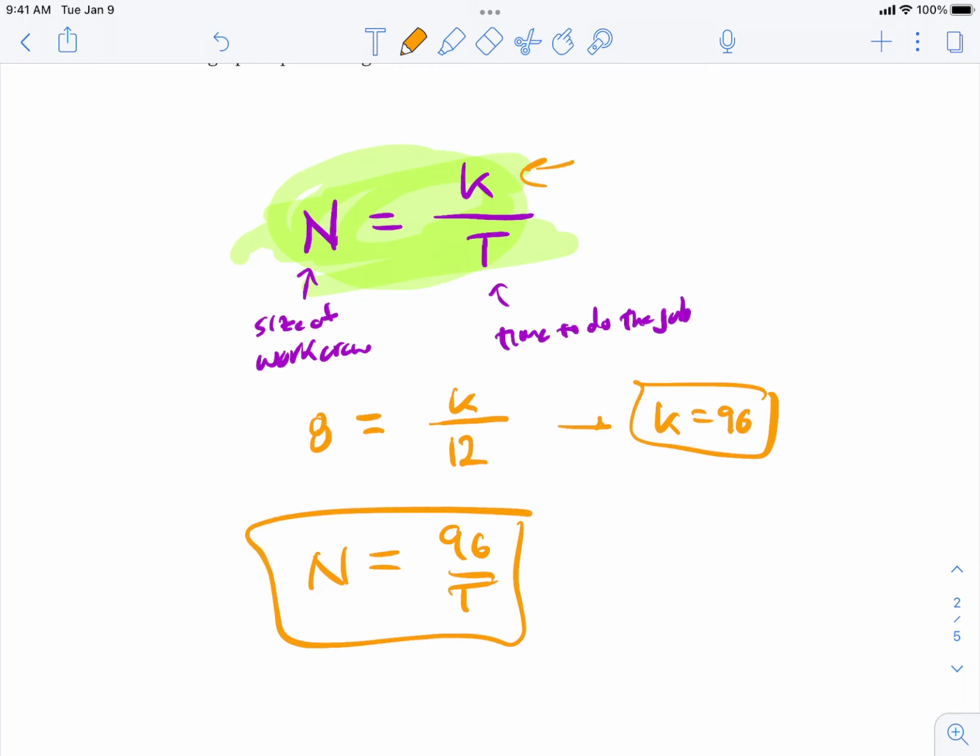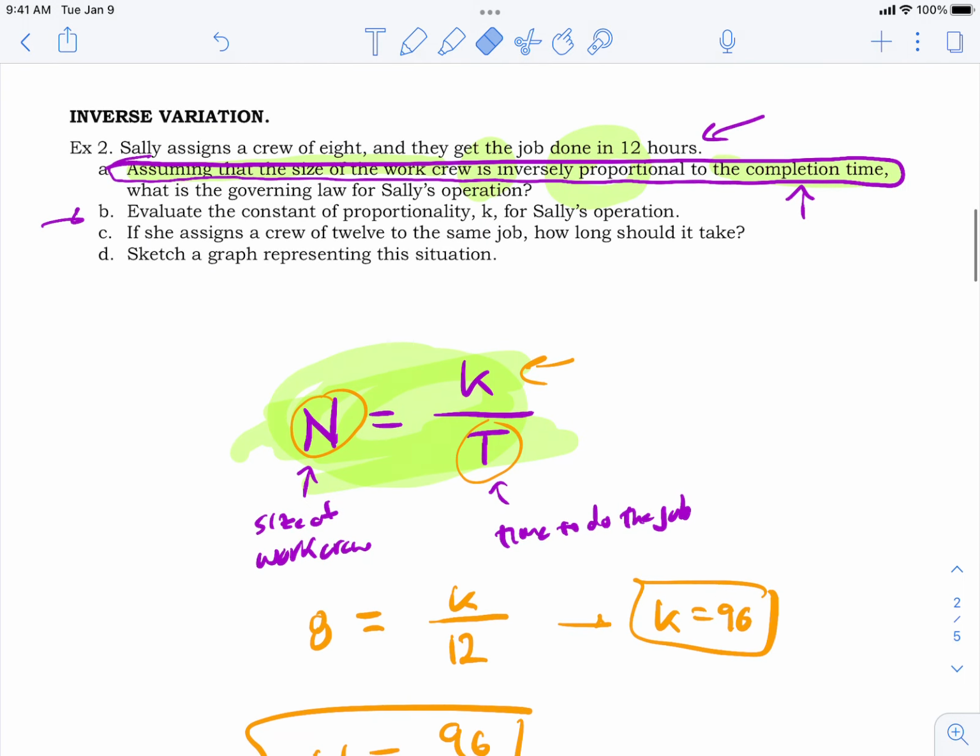It's 96. So I can change the n, I can change the t. The k is going to stay at 96. And this equation, using k equals 96, is going to tell me, hey, if you change the t to this, it's going to change the n to that. If you change the n to that, it's going to change the t to this, and so on. So this equation now represents Sally's workforce, whatever it is that she's doing here. We can now use this to do analyses, answer questions, things like that.